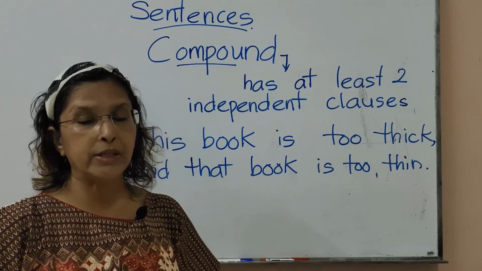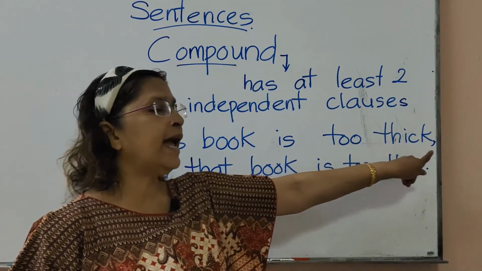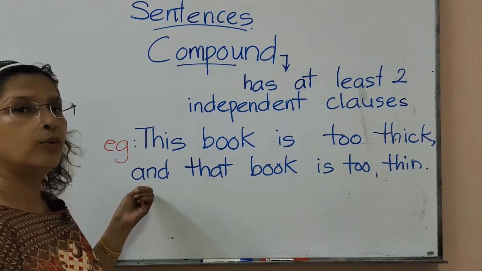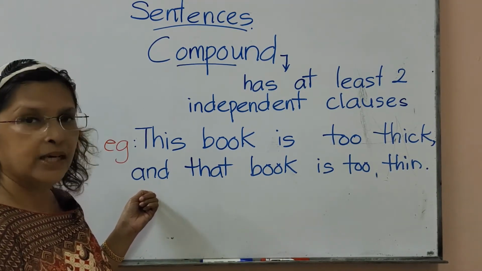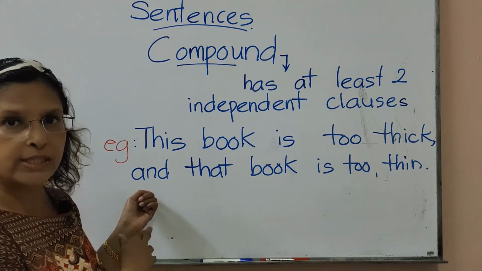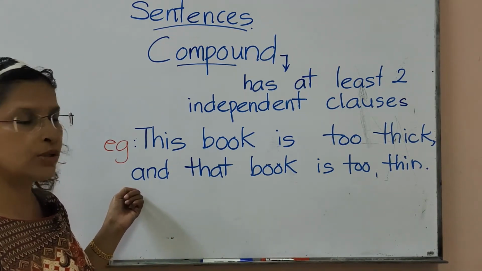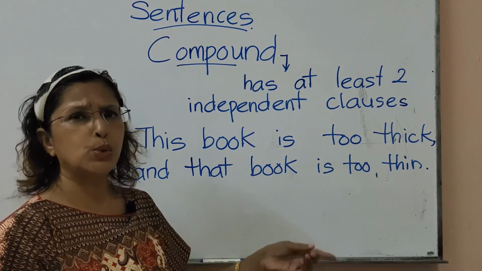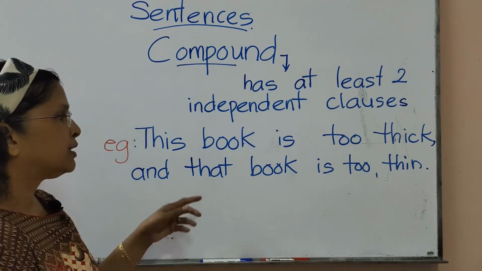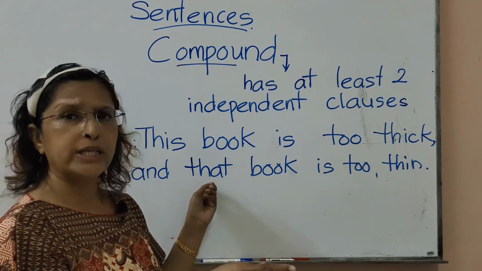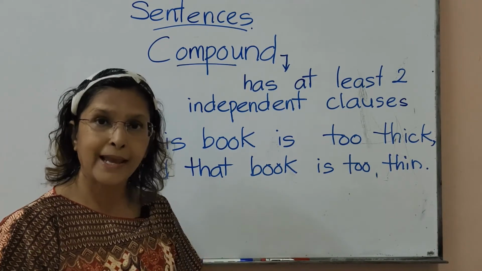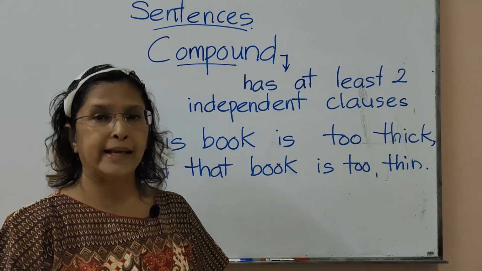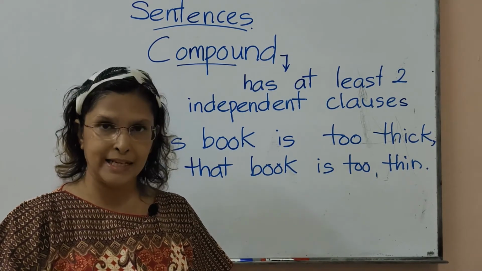But if I'm going to construct a compound sentence, I add a comma and then I add another sentence using the word and. Okay, and you can also use the other words here as conjunctions. So this one I use and. That book is too thin. Okay, now, can I just say that book is too thin? Full stop? Yes, I can just say that book is too thin. Full stop. And there's a meaning to that sentence. So that is an independent clause.